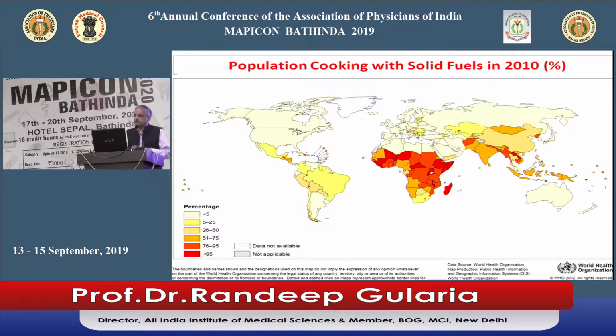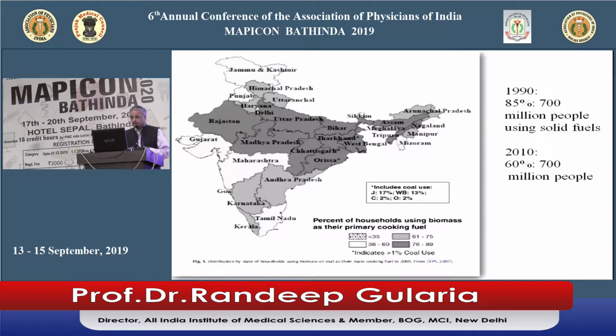We still have a large number of our population, especially in rural India, which use solid fuel, which could be using wood, cow dung or coal as a means of cooking. In 1990, 85%, that is 700 million people, used solid fuels in India. And again, if you look at the map, it is mainly in central and north India. In 2010, it came down to 60%, but the numbers remain the same. Still 700 million people tend to use solid fuel as a form of cooking.